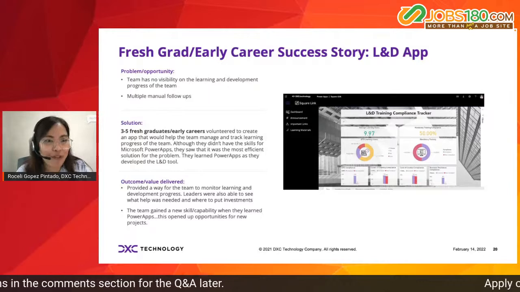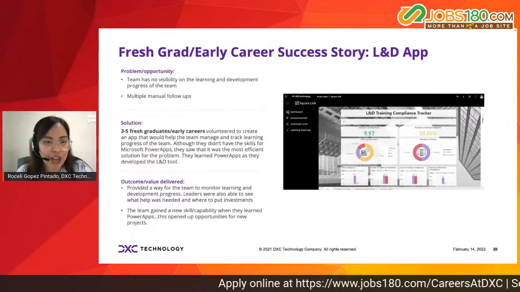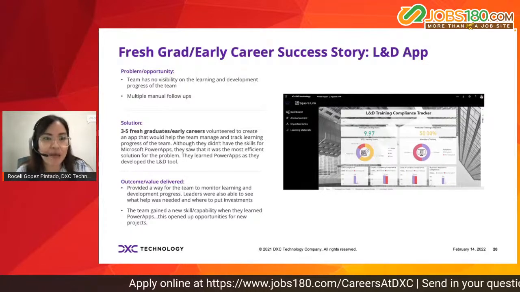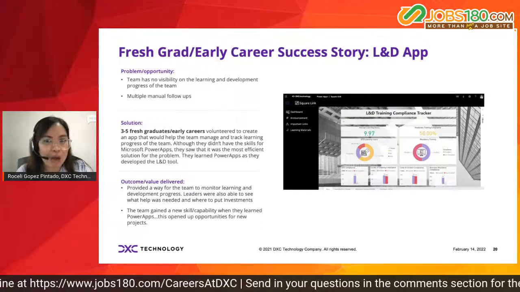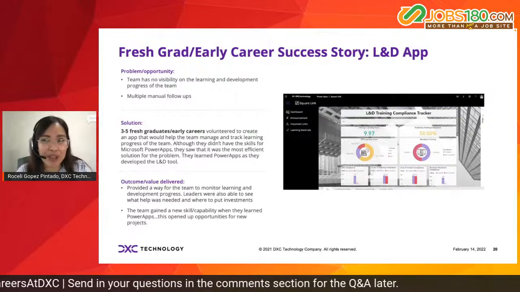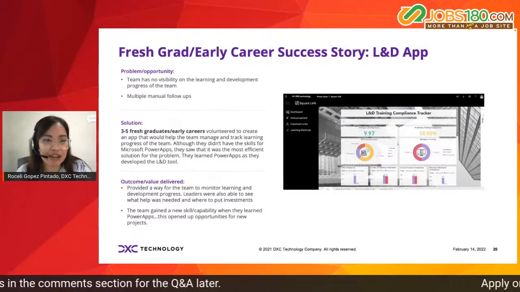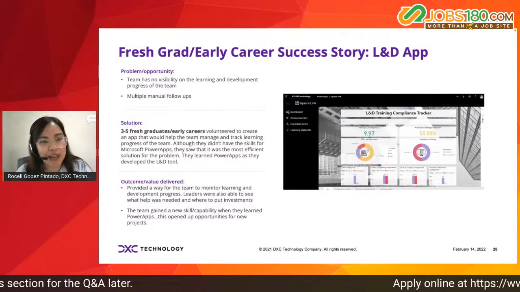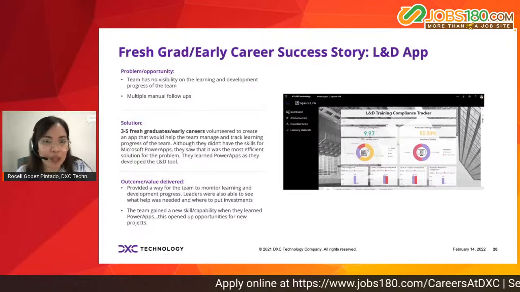So again, we have around 3 to 5 fresh grads or early careers. They volunteered to create an app, right? A simple app that would help the team to manage and track the learning progress of the team. They didn't have the skills for Power Apps, but that was the most reasonable one because the company had an enterprise license for it, right? So as they were building it, they learned Power Apps, so that they would be able to develop the L&D tool.